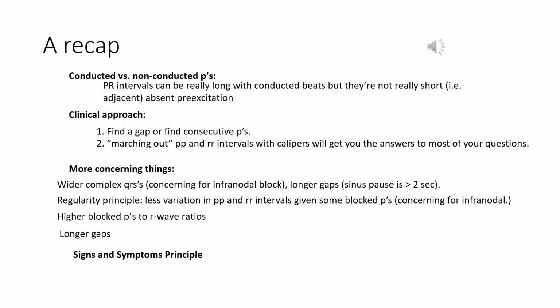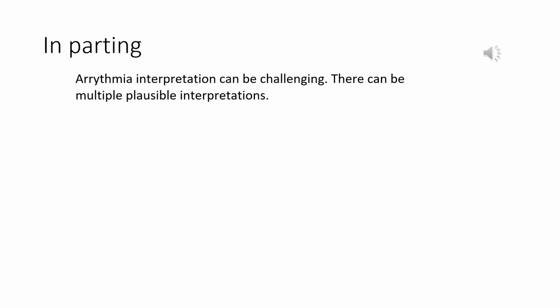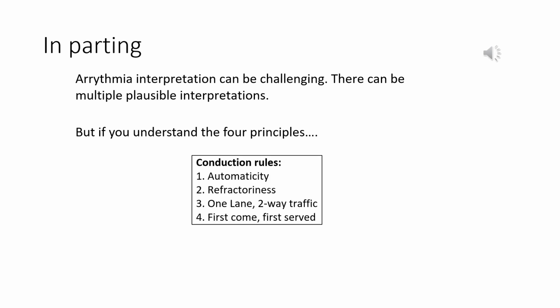Then don't forget the signs and symptoms principle. If you have bradycardia plus symptoms and no clear evidence of a reversible cause, then you have reason to discuss a pacemaker evaluation. In parting, arrhythmia interpretation is hard. You can be the best at diagnosing acute MI off an ECG. I expect you to be. But a good electrophysiologist will probably be better than you at making sense of really complex rhythms. However, if you understand the 4 conduction rules, automaticity, refractoriness, one-lane two-way traffic, and first come first serve, you can understand any complex rhythm.